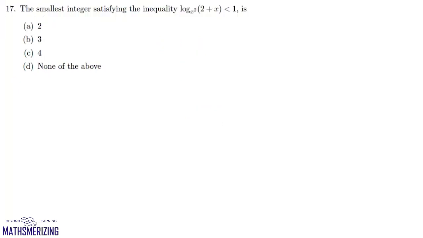Now question number 17 is, the smallest integer satisfying this inequality is. Now we look at the domain of this function, then x plus 2 should be greater than 0. That means x is greater than minus 2. Now we are looking at integral values of x. Now x cannot take the values minus 1, 0 and plus 1. That means we are talking about the case where x square is greater than 1.